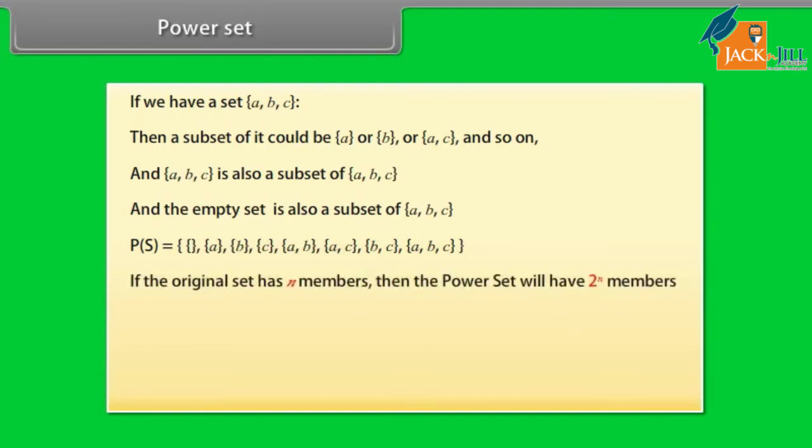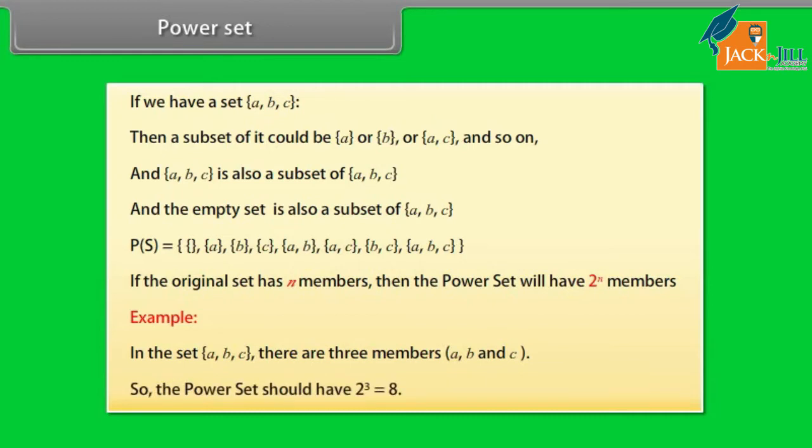If the original set has n members, then the power set will have 2 raised to power n members. Example: in the set A, B, C, there are 3 members A, B, and C. So, the power set should have 2 raised to power 3 is equal to 8, which it does.